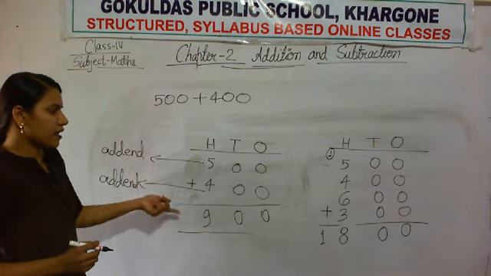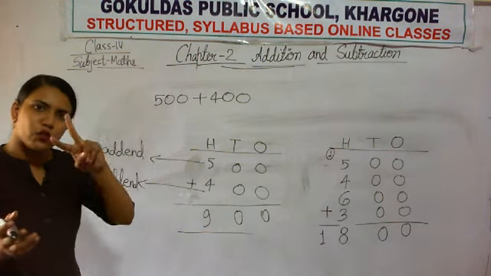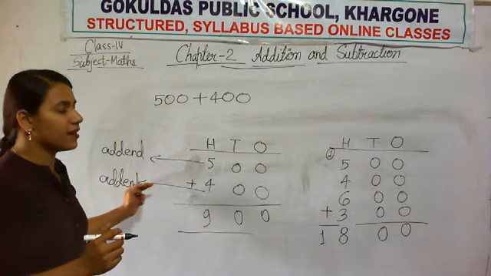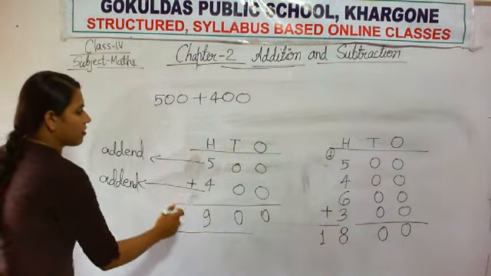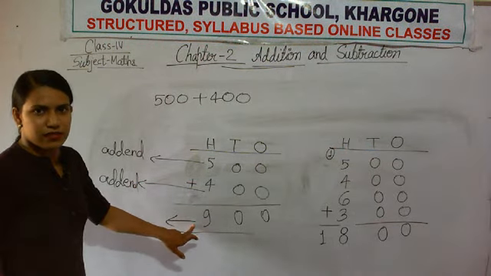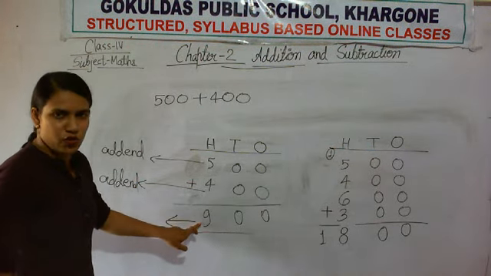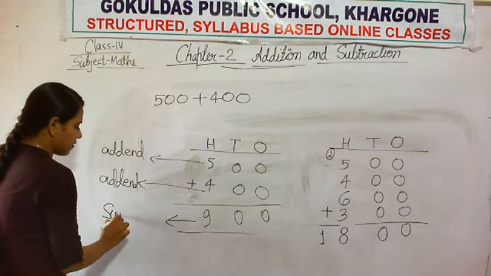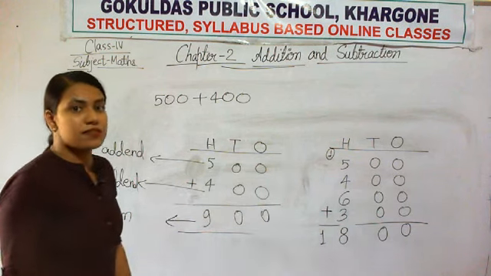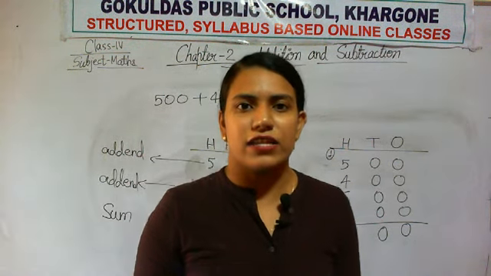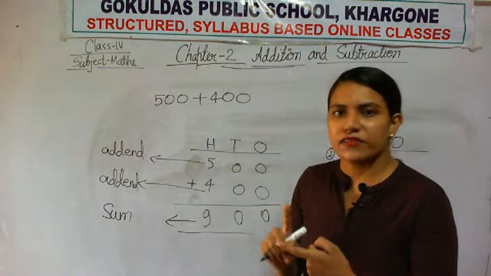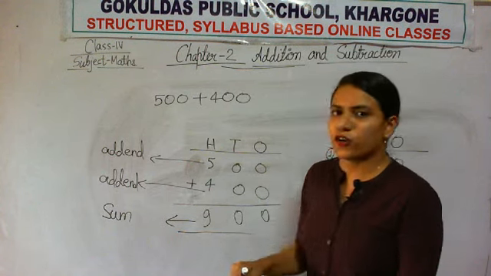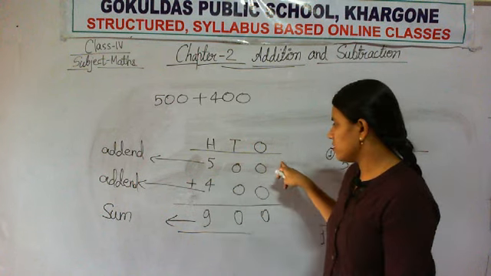So here in this question, how many addends are there? 2 addends are there. First addend is 500 and second addend is 400. And this is your result after addition, 900 is your result. So the result of addition is called sum. And the numbers to be added are called addends.